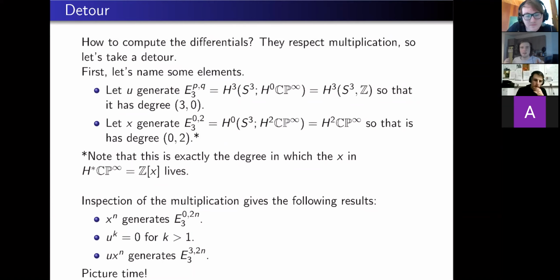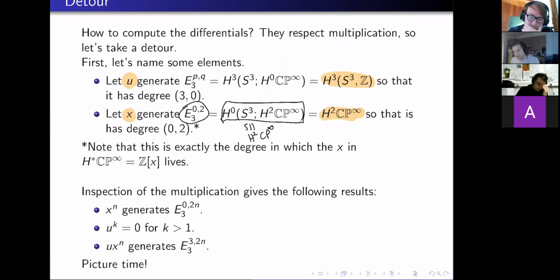if maybe I can figure out some generators of this whole spectral sequence, then it would be easy enough to compute it just on those generators. So we're just going to name some elements first, and I'll show you where these elements live on the picture in a second. So U is going to generate H3S3, and X is going to generate H2CP infinity. What I mean by this is that if you look at this guy who is on E02, it's going to basically end up being, because of how H0 works here. So note that this is actually H2CP infinity, which is exactly where the X in this isomorphism lives, which is why I'm using that notation.